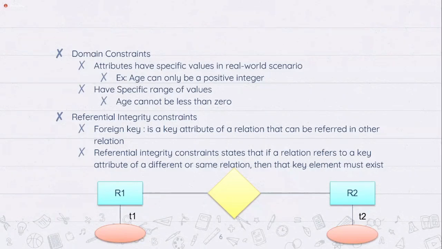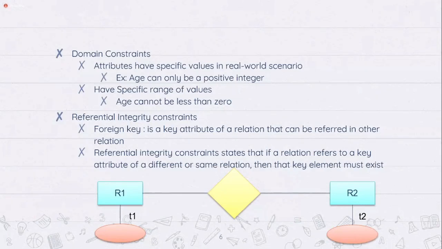Like age can be a positive integer. Age cannot be negative; all are positive integers. The same constraints are applied to the attributes of a relationship. Every attribute is bound to have a specific range of values. The most suitable example is that age cannot be less than zero.